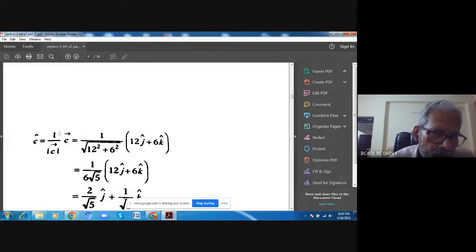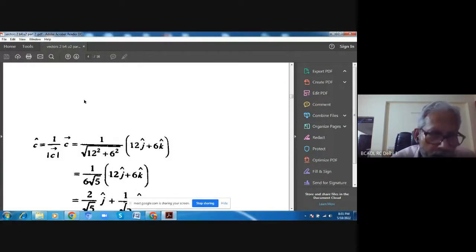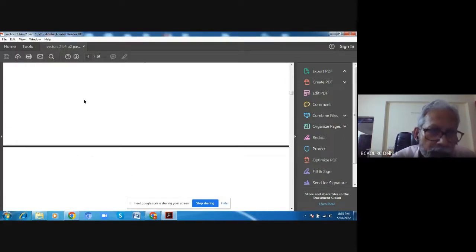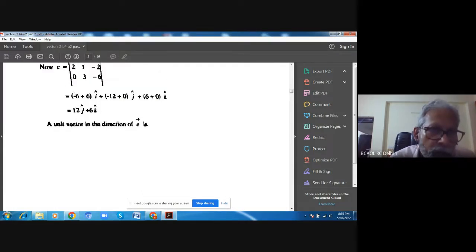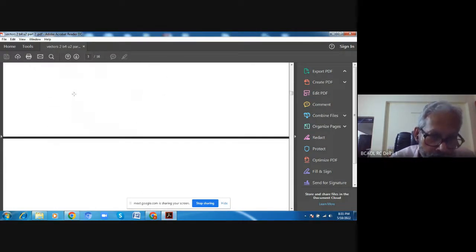C is a unit vector. The magnitude of these vectors, you have to write. That C vector's value is already here. How much? That is minus 12j plus 6k. The value has come. This value we have to write as a magnitude.